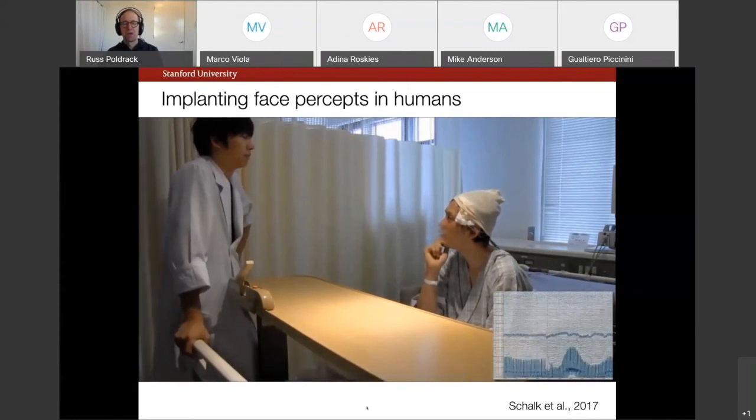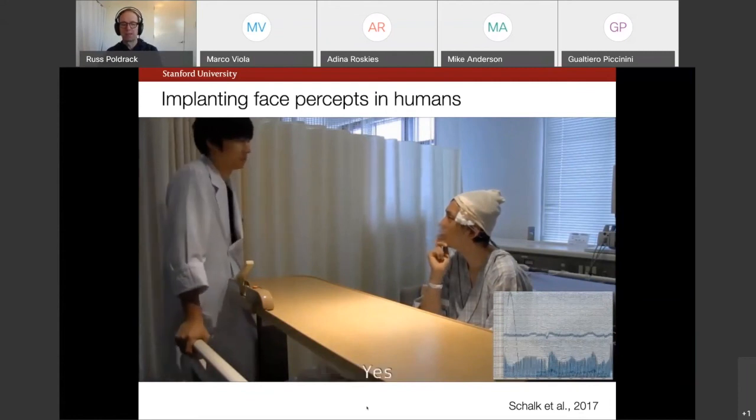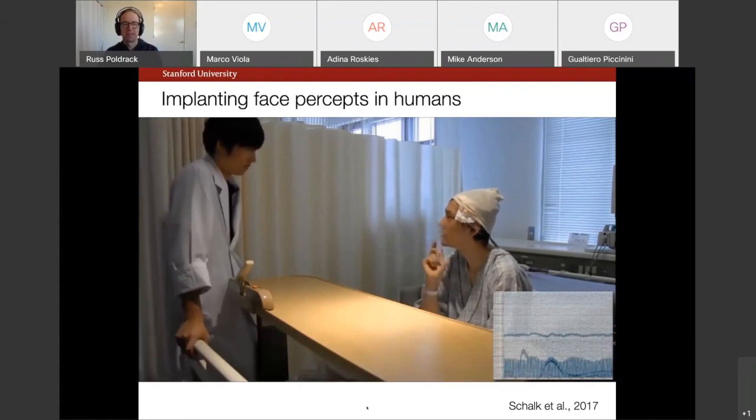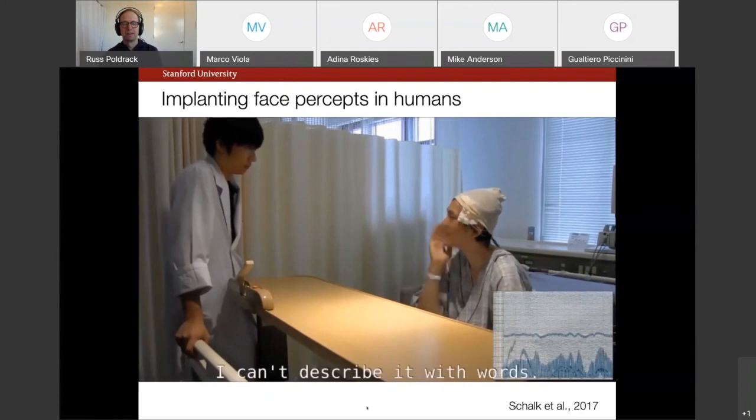So the region that they're stimulating actually seems to be potentially even more specific, right? It seems like it's really specific to eyes and maybe to mouth rather than the entire face. His hair stays the same, doesn't change what he sees in the hair.